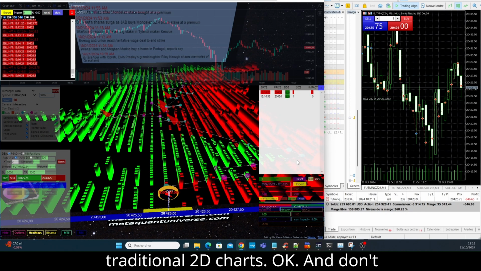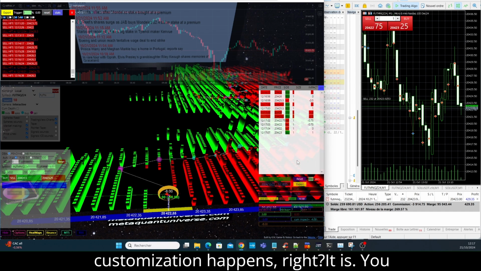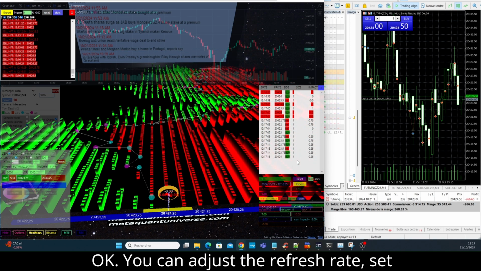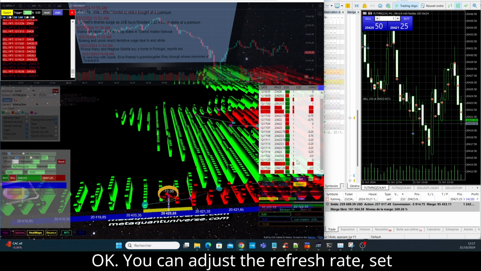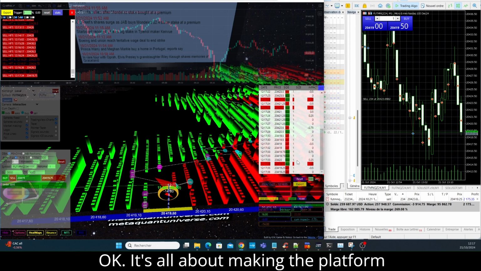And don't forget about the control panel. Oh, right. The control panel. This is where all the customization happens, right? It is. You can tweak the platform to your liking. You can adjust the refresh rate, set up alerts, customize your views. It's all about making the platform work for you.